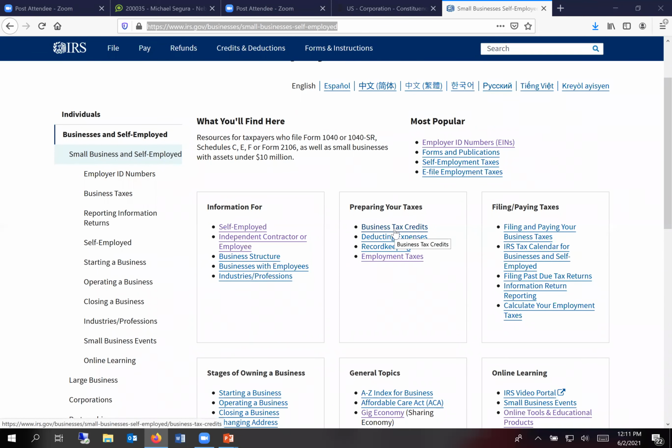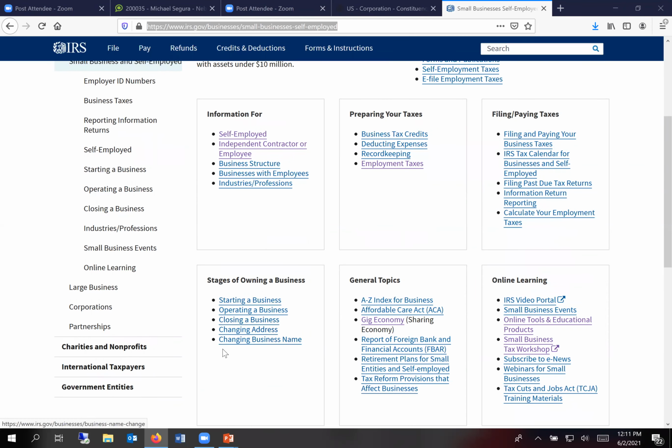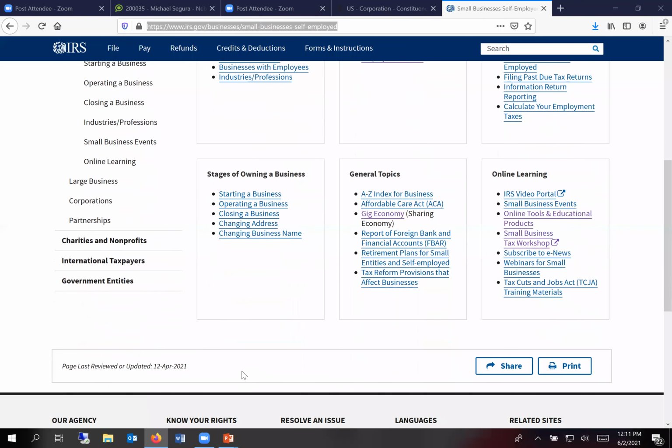Right now, one of the biggest business tax credits for people in business would be if you have kept people employed during the pandemic. You don't have to pay the amount that you paid your employees in employment taxes, so you could potentially get a refund or not have to pay employment taxes for that period of time. There's information on starting a business, owning a business, closing a business. But my favorite part of this tax center is the online tools and educational products.